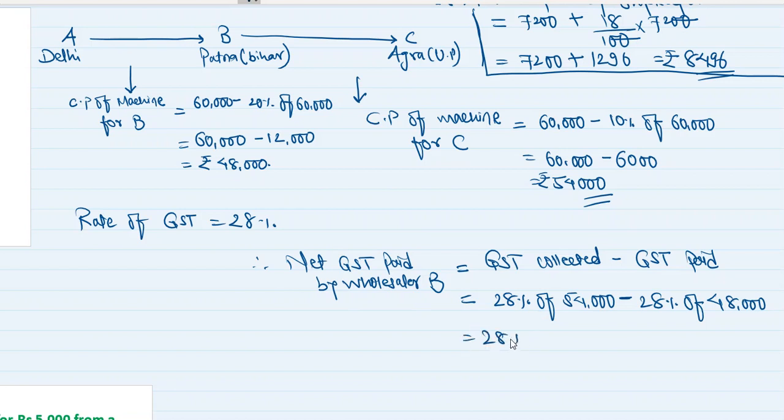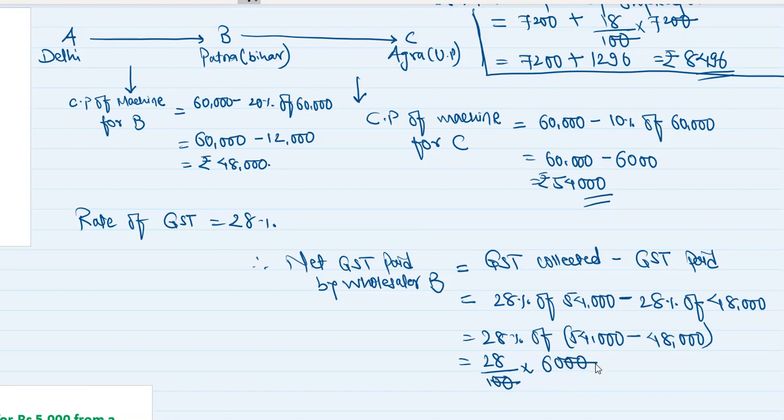So 28% of 54,000 minus 48,000. So it is 28 upon 100 multiplied by what is 54,000 minus 48,000? I think 6,000. Correct? 6,000. 48 plus 6 is 54.